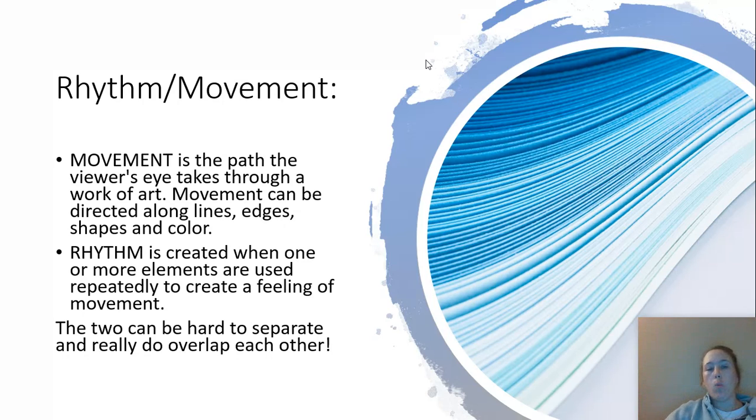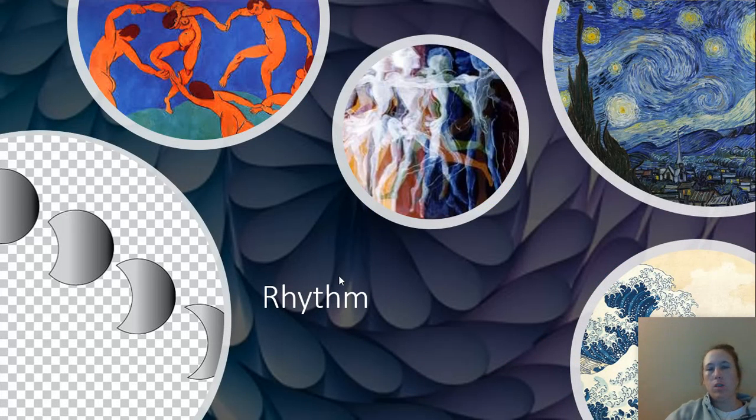Rhythm is created when one or more elements are used repeatedly to create a feeling of movement. This, again, has that as well. It has one or more elements that are repeated over and over again to create movement. They overlap. They can be the same thing. It's really hard to kind of distinguish. So here are some that show rhythm and movement, and the next slide does the same thing.